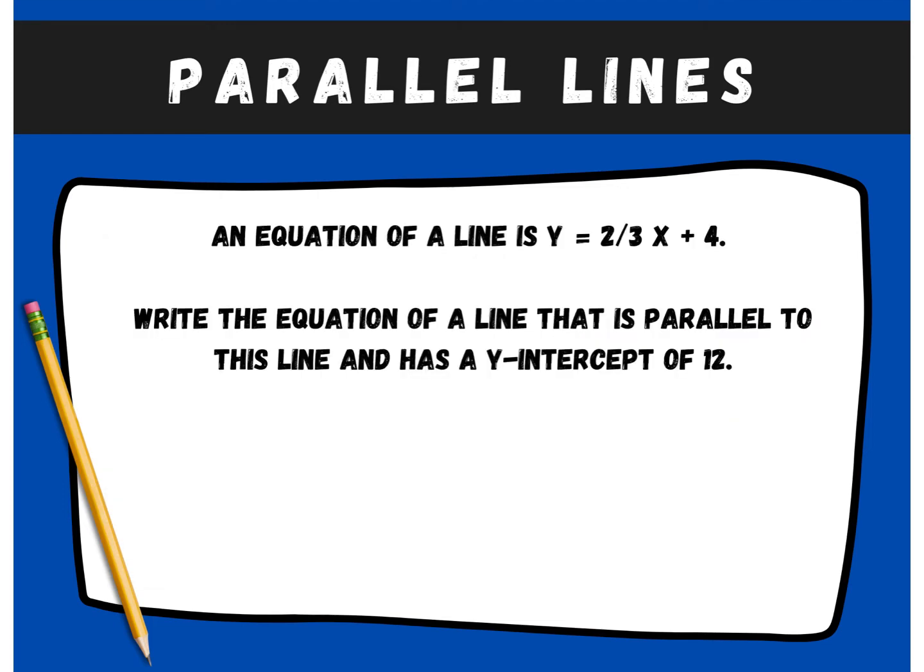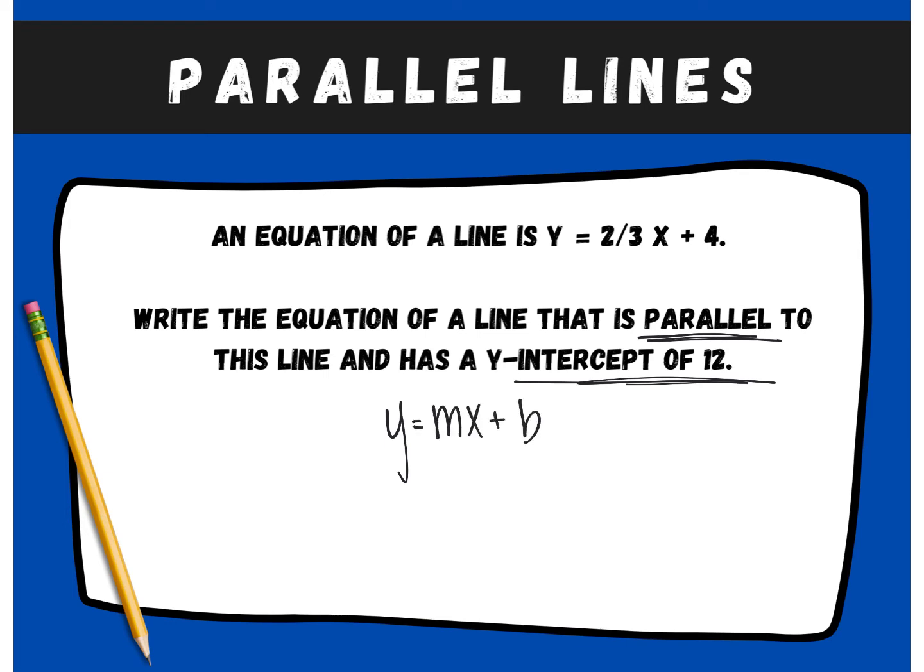Here we have a problem that says there's an equation of a line, y equals 2/3 x plus 4. It says write the equation of a line that's parallel to this line. So parallel, that's important, and has a y-intercept of 12. So again, we're going to approach the line using slope-intercept form. So y equals mx plus b.